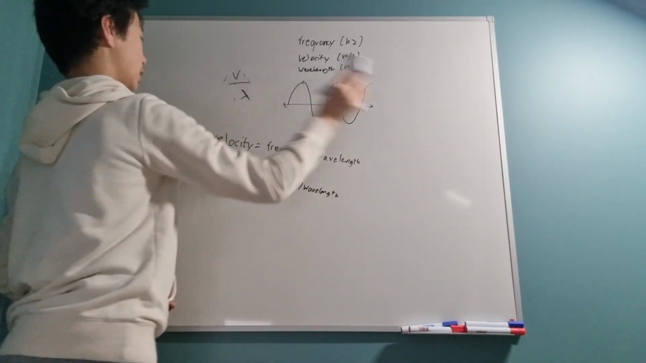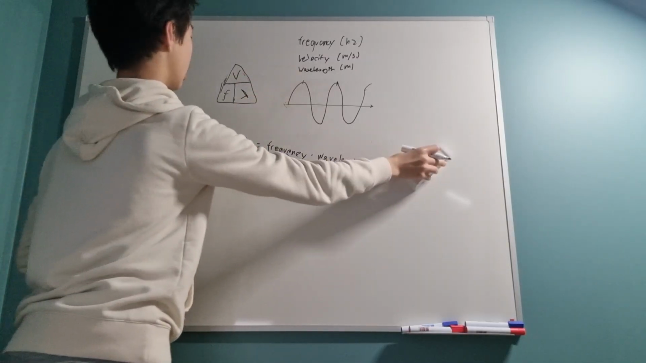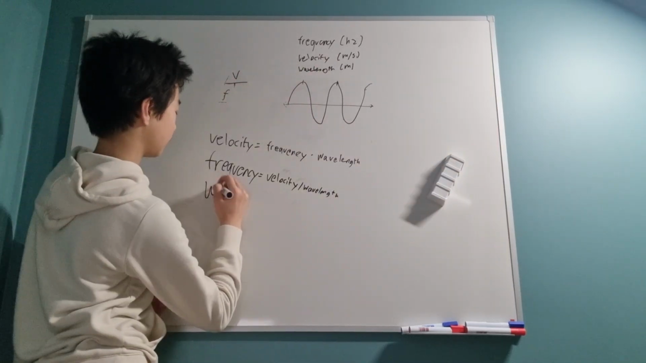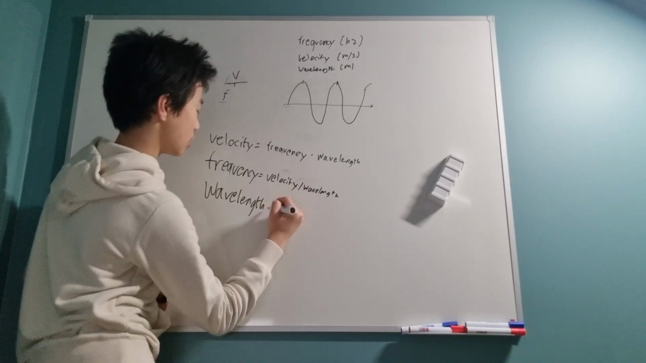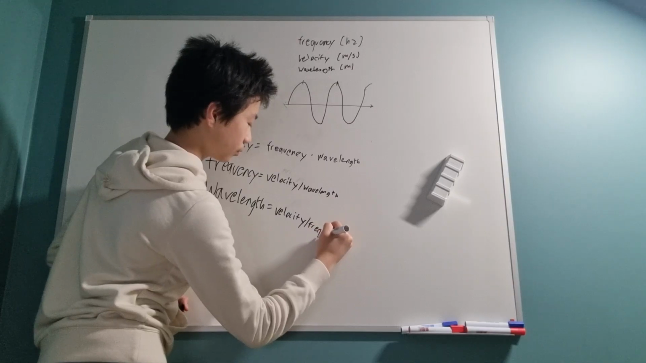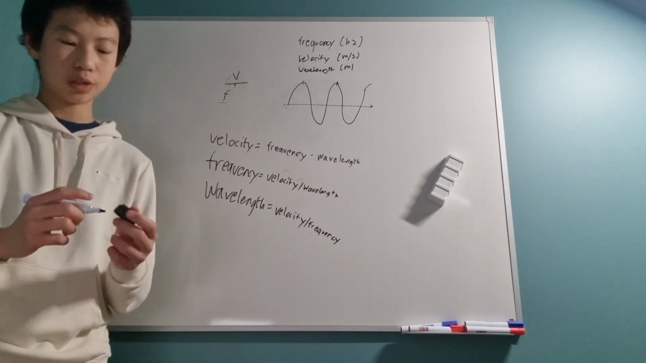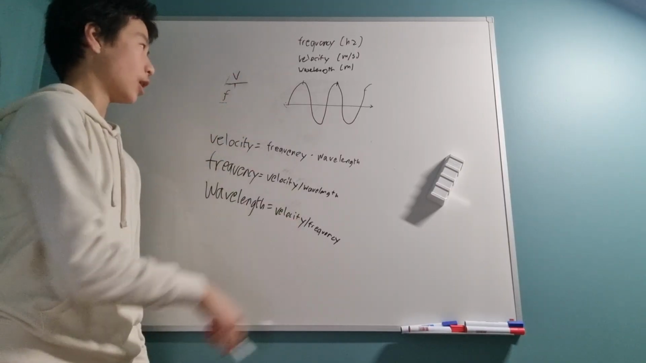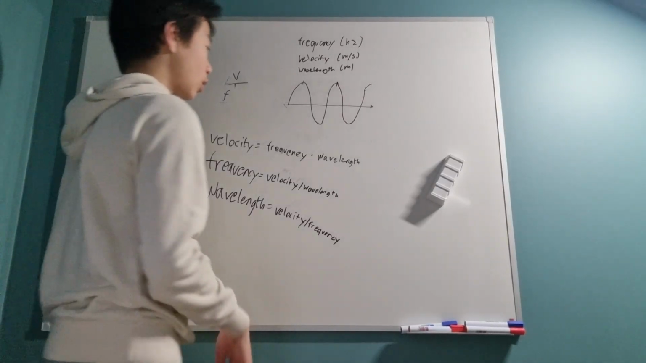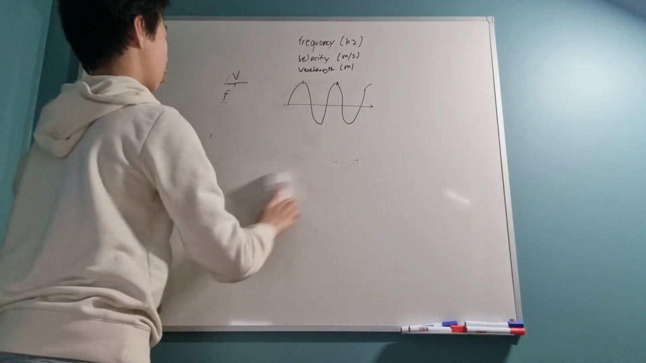And if we want to find the wavelength, let's just make this triangle real quick again. We have frequency, and then we arrange this, and it magically becomes the wavelength equals the velocity divided by frequency. Okay, so now we understand how to derive the formulas from a formula triangle, and we also understand how a formula triangle works. So let's see if we can use these formulas for ourselves.